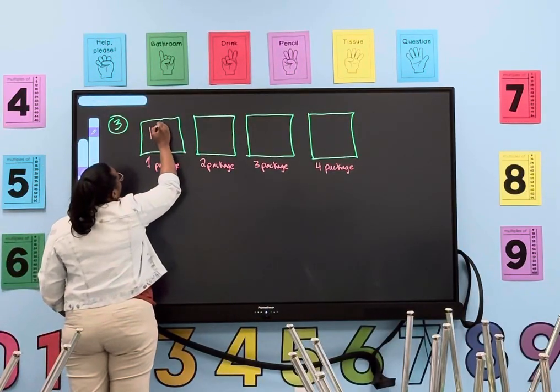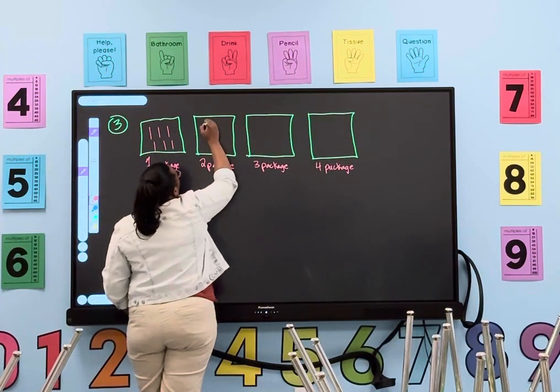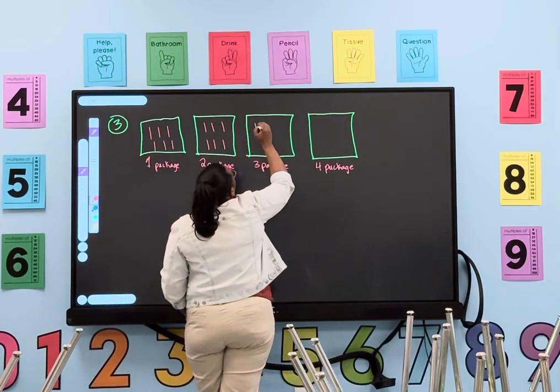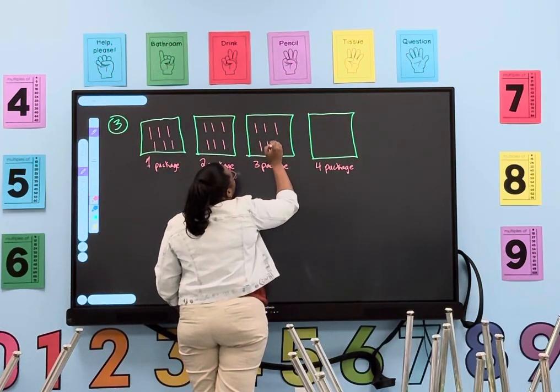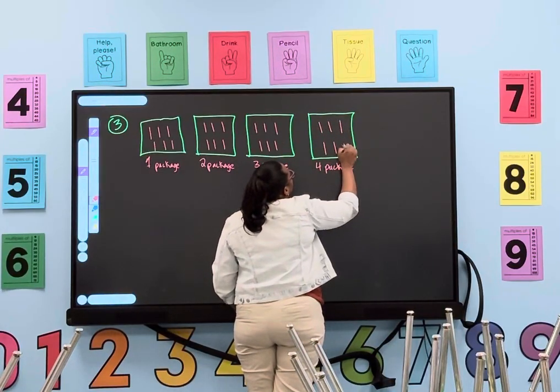This is 1, 2, 3, 4, 5, 6. Okay, 1, 2, 3, 4, 5, 6. 1, 2, 3, 4, 5, 6. 1, 2, 3, 4, 5, 6.